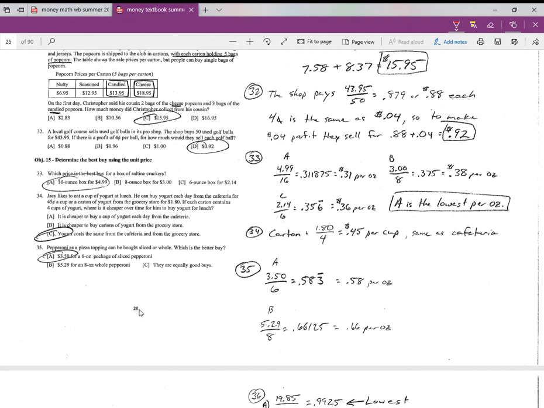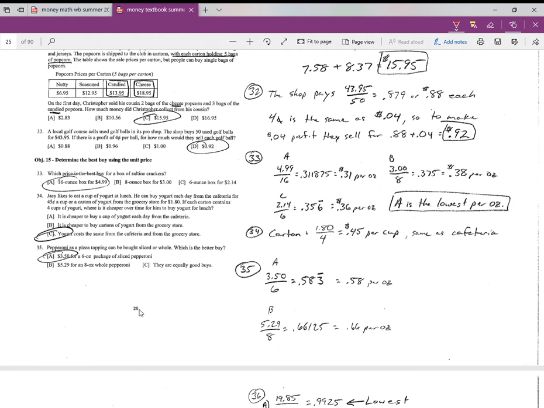So this is very much related to objectives 13 and 14. If you haven't looked at those yet, I suggest looking at those first. You probably could do this one without those, but those will help with this objective. Basically, these problems are going to give you different situations, different deals, prices, things like that, and you need to figure out what is the best deal based just on the unit price. What's the best buy, meaning what is the lowest unit price.